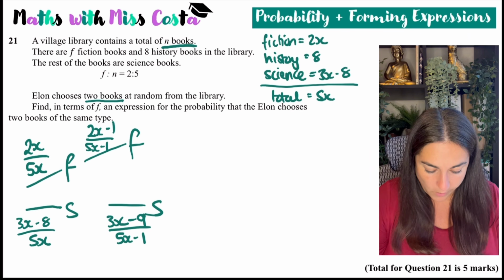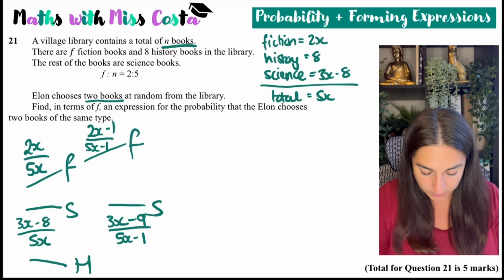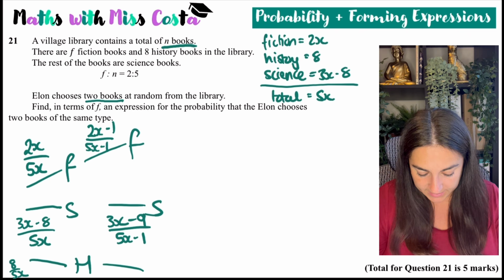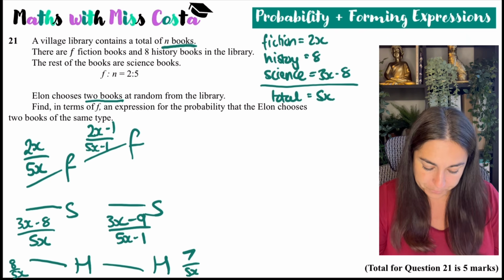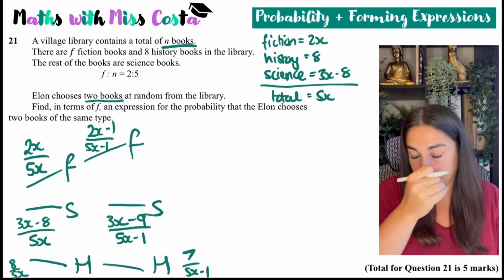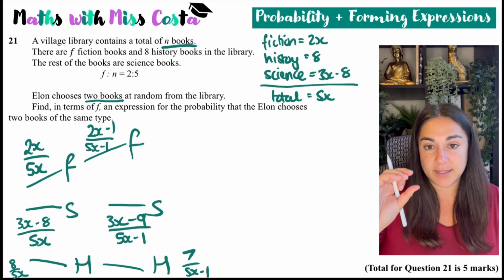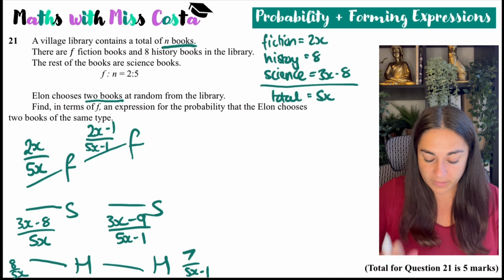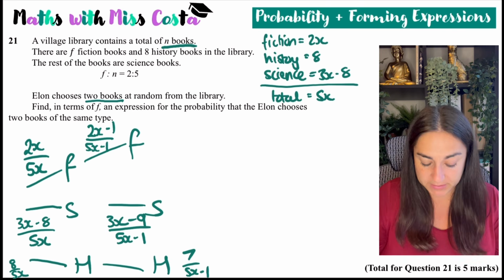And then you've got your history book option. So history would be 8 over 5x for the first book. And for the second book, it would be 8 minus 1, which is 7 over 5x minus 1. So with your probability tree, you multiply to go along the branches, and then you add the events at the end.